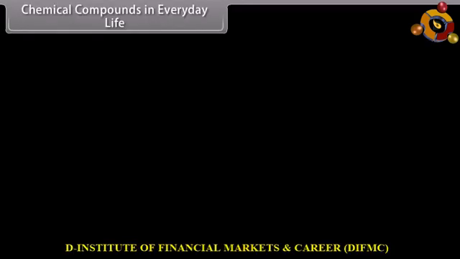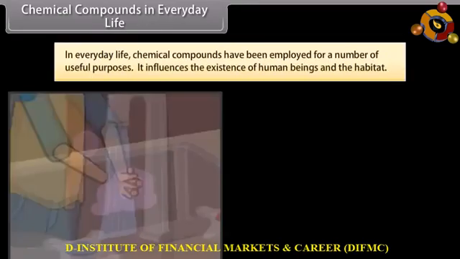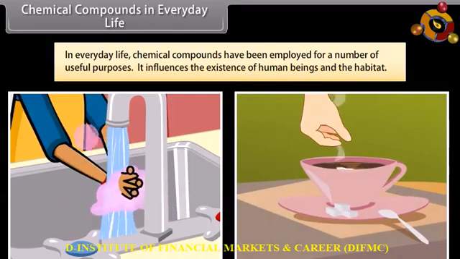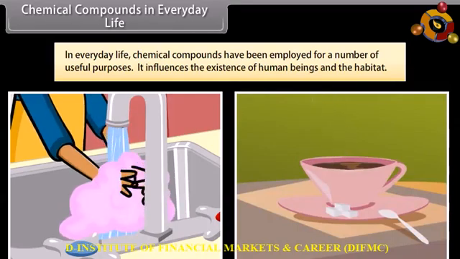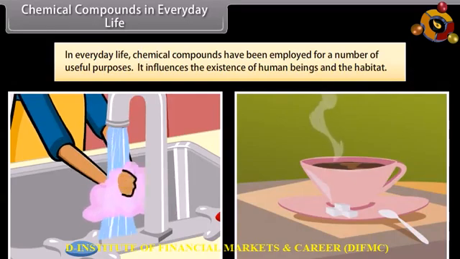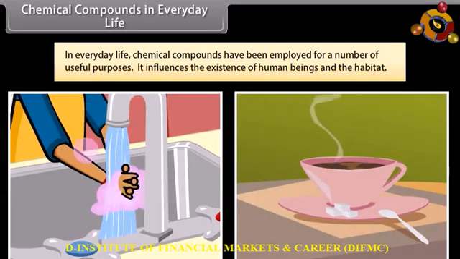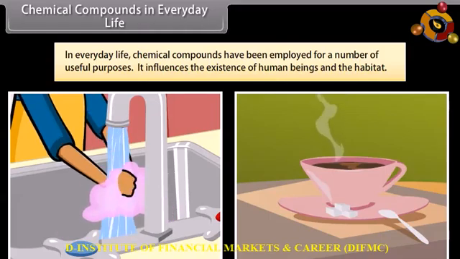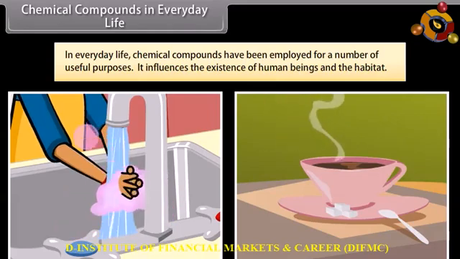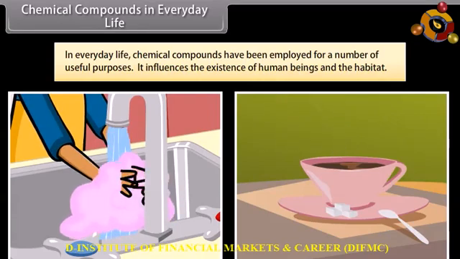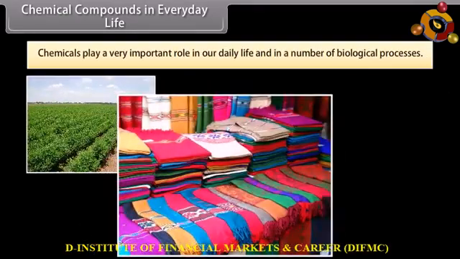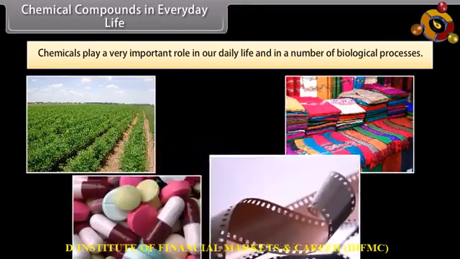Chemical compounds in everyday life. In everyday life, chemical compounds have been employed for a number of useful purposes. For example, sugar is used to sweeten tea, soaps are used for washing and bathing purposes, etc. It influences the existence of human beings and the habitat. Besides those, a number of compounds find application in agriculture, textiles, medicines, photography, etc. Thus, chemicals play a very important role in our daily life and in a number of biological processes.